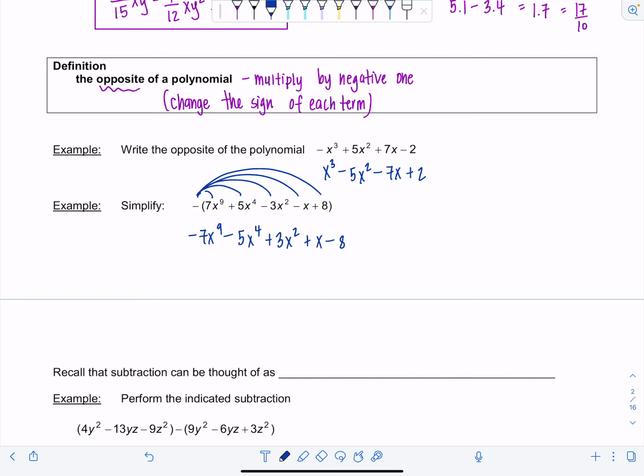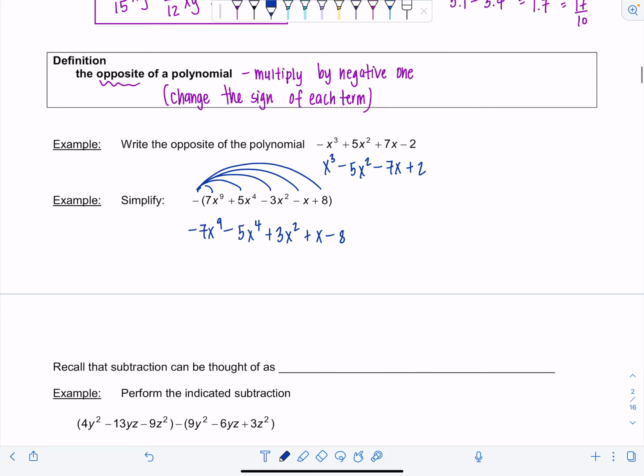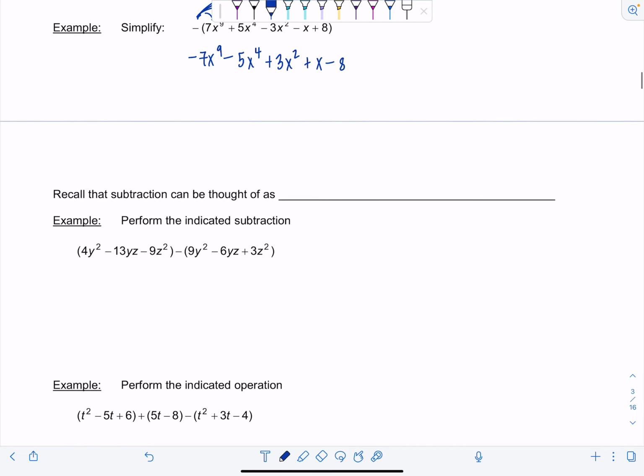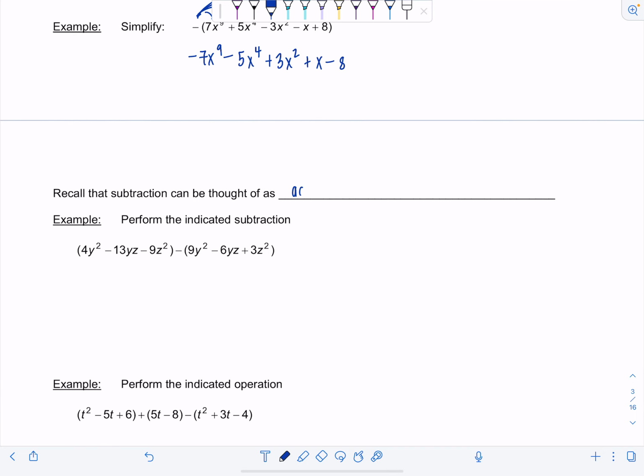Now this might seem super basic. Why are we talking about this? Because remember, subtraction can be thought of as addition of the opposite. So now we're going to talk about subtracting polynomials, and I want you to think of adding the opposite when you're looking at the one that's being subtracted.